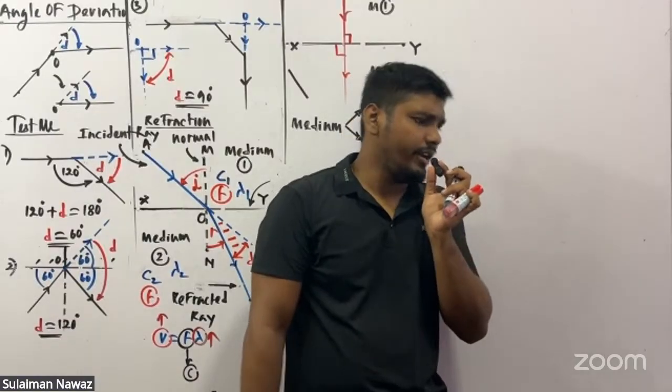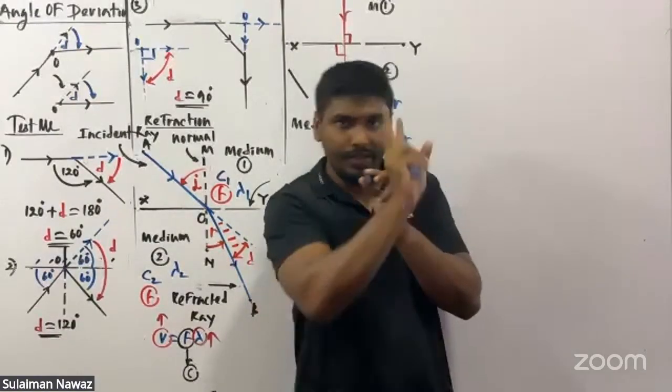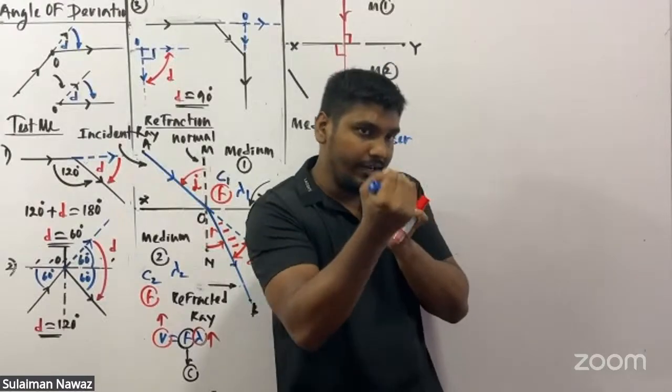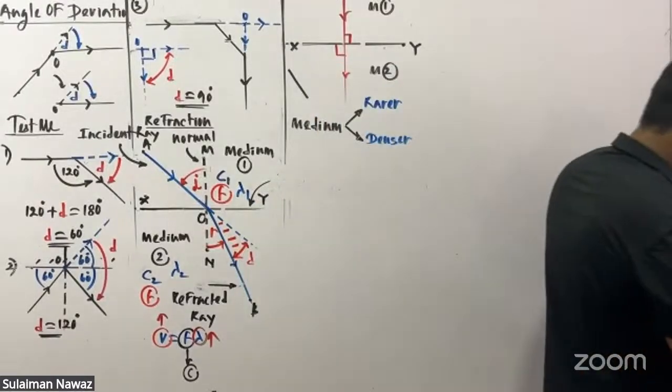Right, okay. Rare medium and denser medium. Medium has two types. Under rare medium, we'll write down. Already you know normally what a rare medium is.